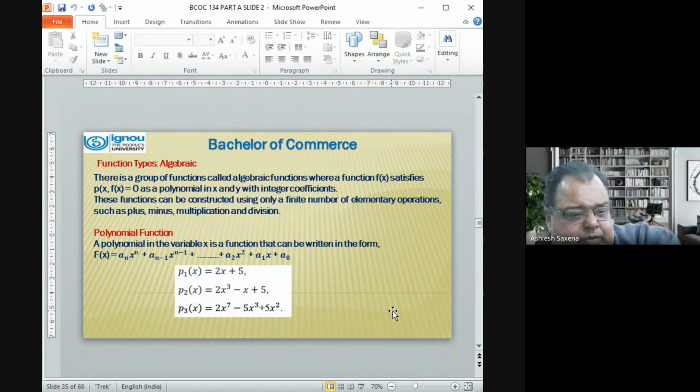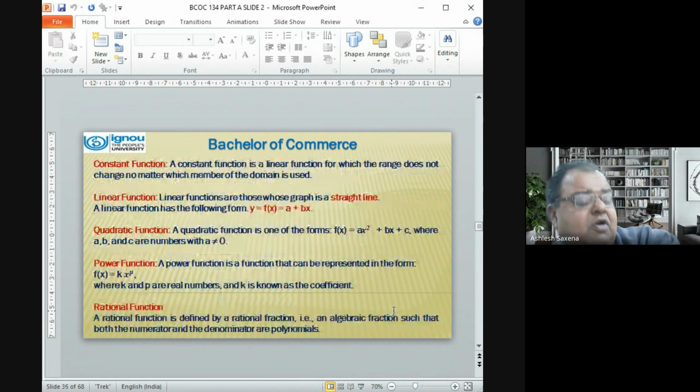Now you see P1 is equal to 2x plus 5, P2 is equal to 2x cubed minus x plus 5, and P3 is equal to 2x to the power 7 minus 5x cubed plus 5x squared. Here the maximum power is 7. Power is always of the variable.